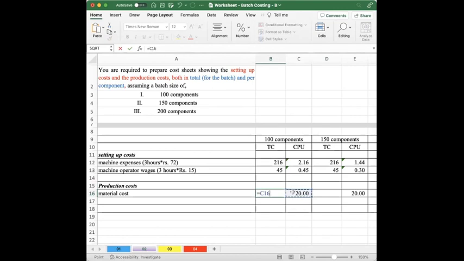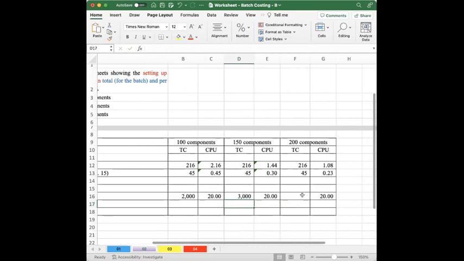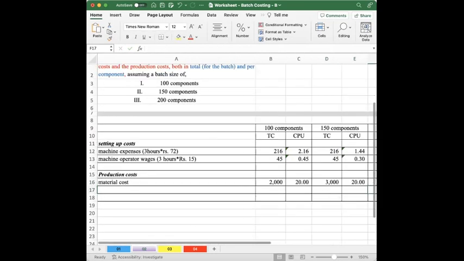Okay, 20 into, first we produce 100 components. Then the second scenario is 20 into 150 components. Per unit, the per component price is given. So again, 20 into 200 components. Okay, now we found the material cost.